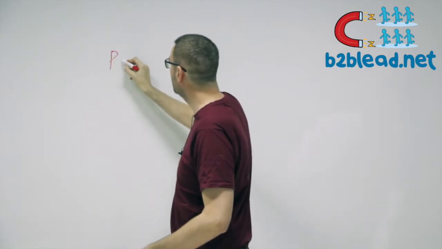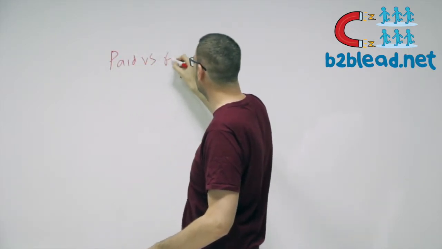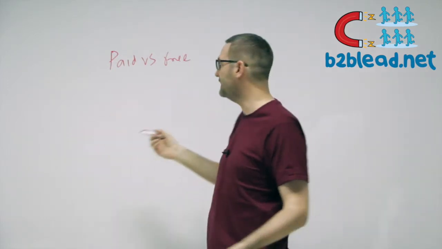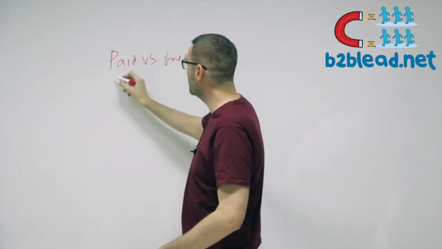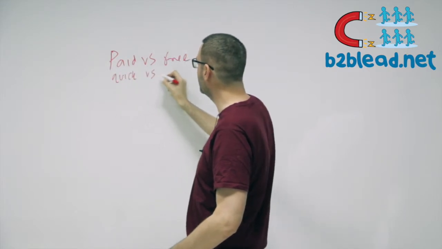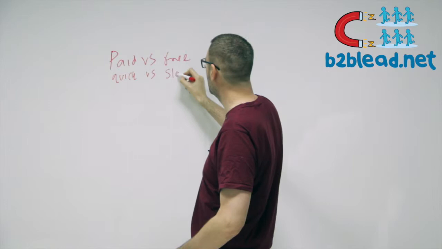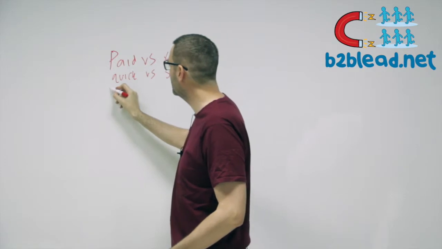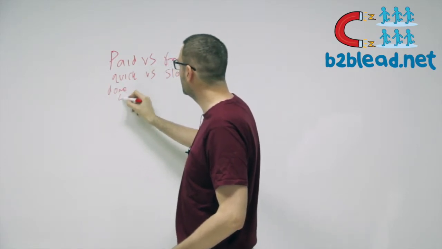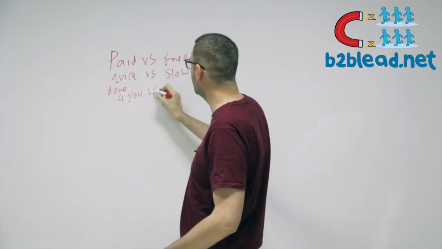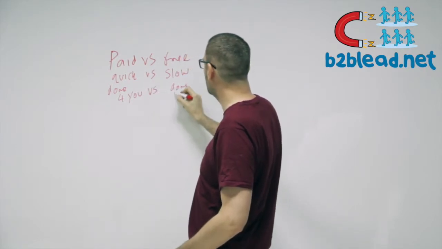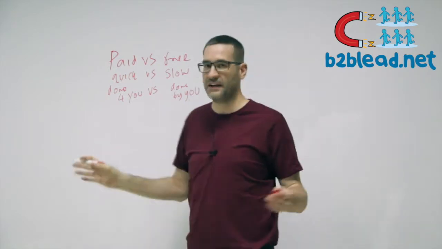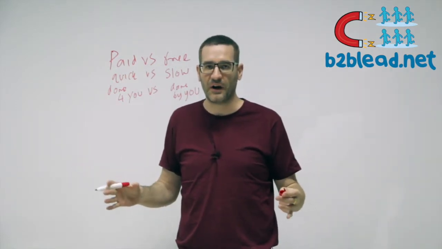Okay, so you've got different types of lead generation. You've got paid versus free, which is basically quick versus slow, or done for you versus done by you. Okay, so that pretty much explains itself anyway.